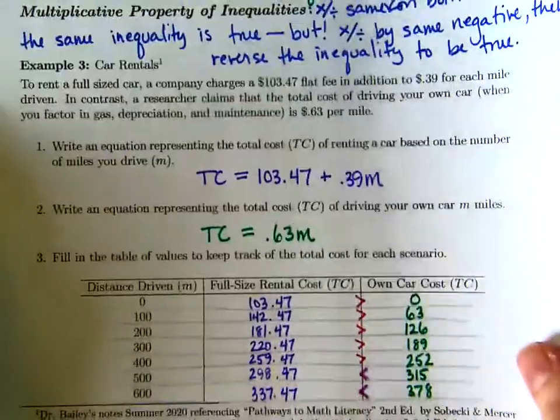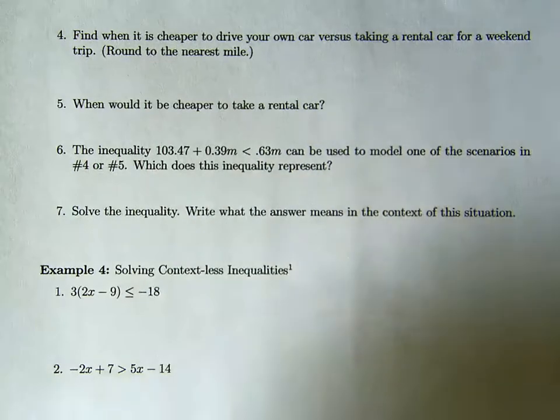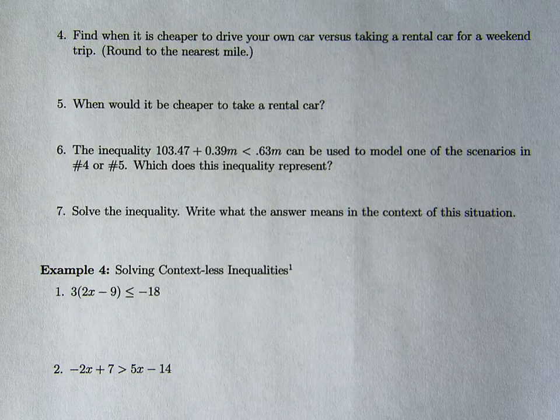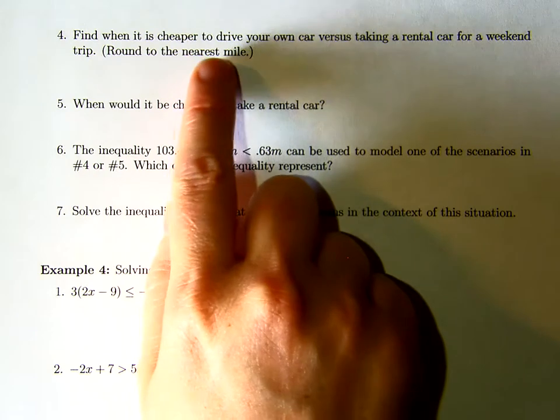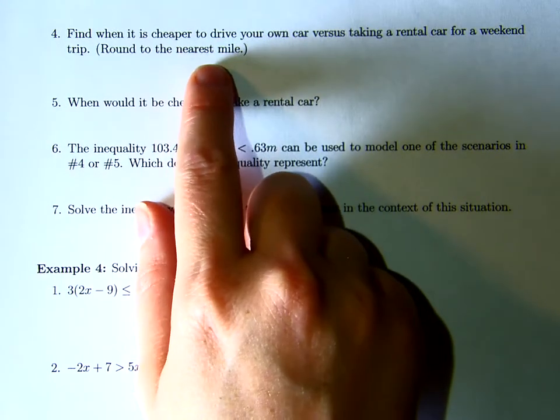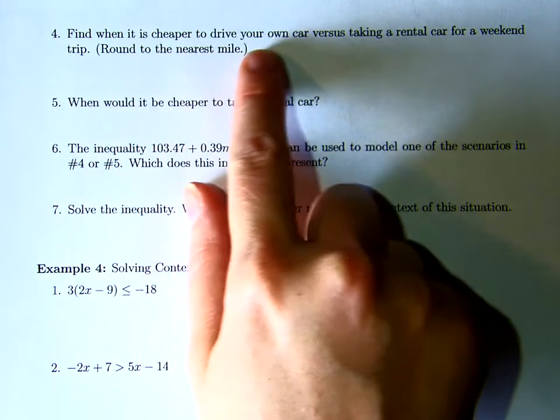So let's take a peek at the next question. It says, find when it is cheaper to drive your own car versus taking the rental car. Okay, and it says round to the nearest mile. So I noticed that right off the bat because our table is in hundreds of miles. So when is it cheaper to drive your own?